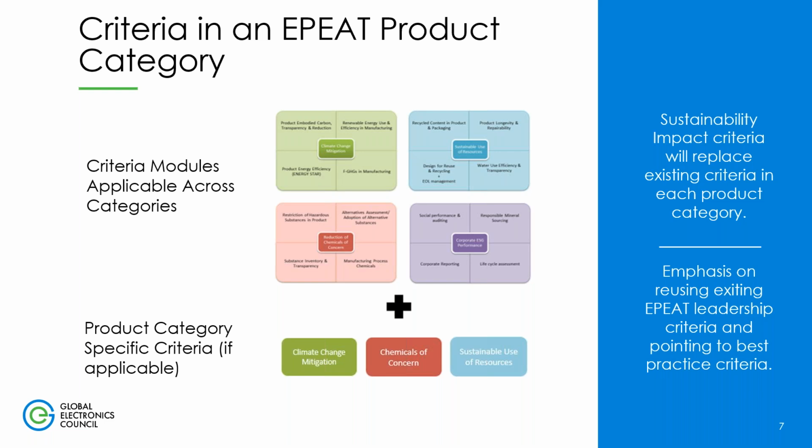So when we implement the criteria in EPEAT, which we'll talk about in a few slides, the sustainability impact criteria are going to replace the existing criteria in each category. For each product category, EPEAT will compile a single list of the sustainability impact criteria applicable to the category. So similar to today, for any given product category, a manufacturer, conformity assurance body, or purchaser can download a single criteria document that will clearly outline what the criteria are that are applicable to that category.